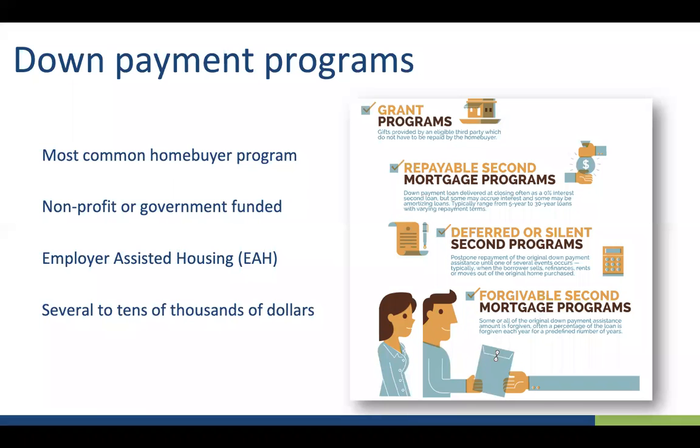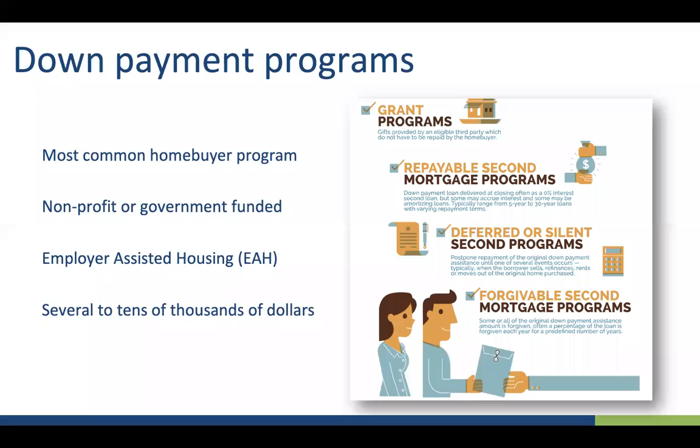Some of these are grants. That is a true gift. It is forgiven at closing. There is no second loan. There is no additional lien on the property. But many of these programs are a second mortgage. And I've already kind of covered the fact that some can have deferred payment features where they get the down payment assistance and they don't have to make any payments, maybe until they sell the home or refinance or something years down the line.